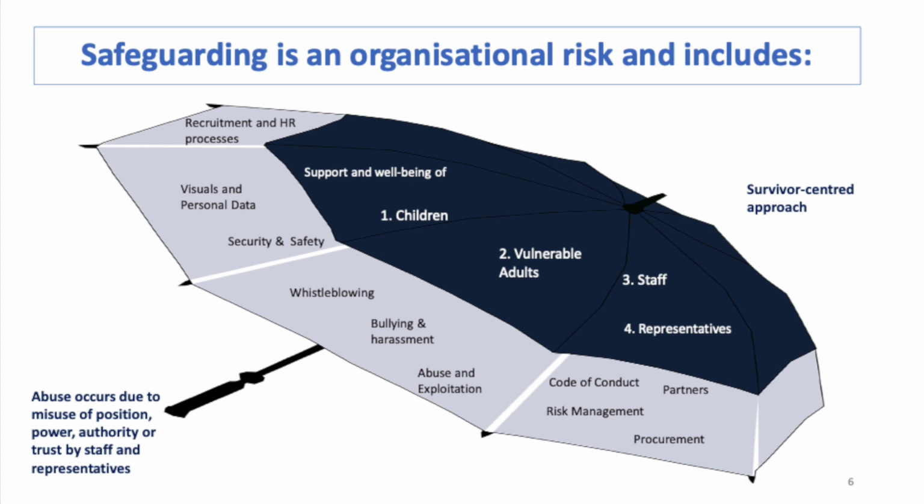So you will see at the bottom of the umbrella on the left-hand corner, abuse occurs due to the misuse of position, power, authority, or trust by staff or representatives of the organization. And it cuts across everything an organization does. So you will see at the top corner of the umbrella, recruitment and HR processes is such an important component to prevent those who may have perpetrated sexual exploitation and abuse from joining your organization.